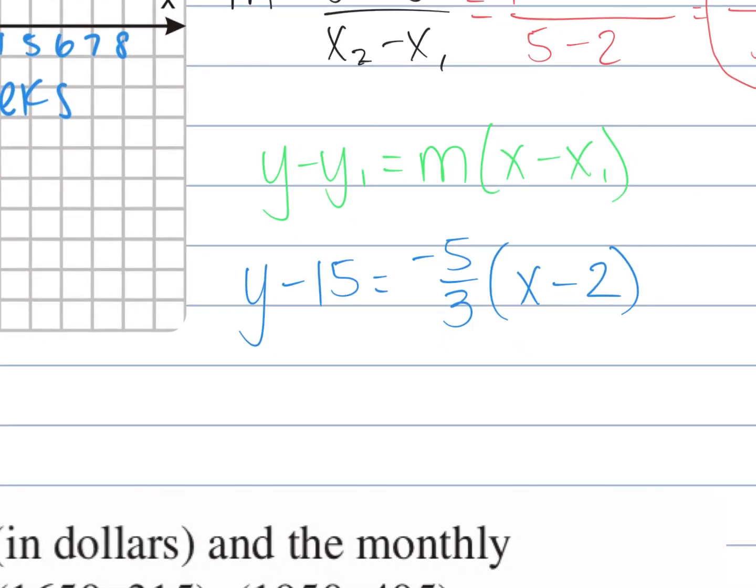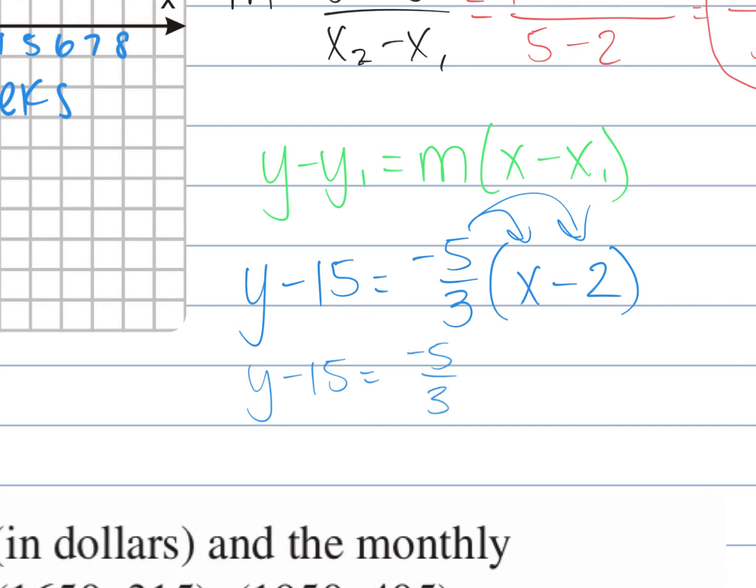What do I do? David? I have to put it into y equals mx plus b. Good, because I don't know my y-intercept now, so I have to find it out. How do I find the y-intercept? Sophia? Good. Change this into y equals mx plus b. You first have to distribute the negative 5 over 3.